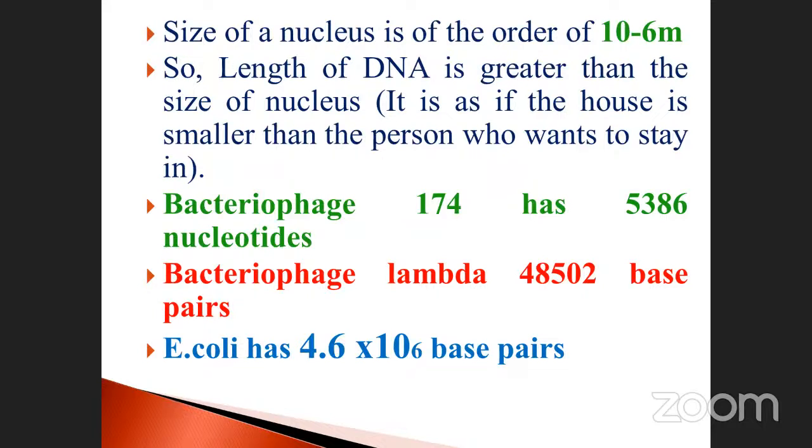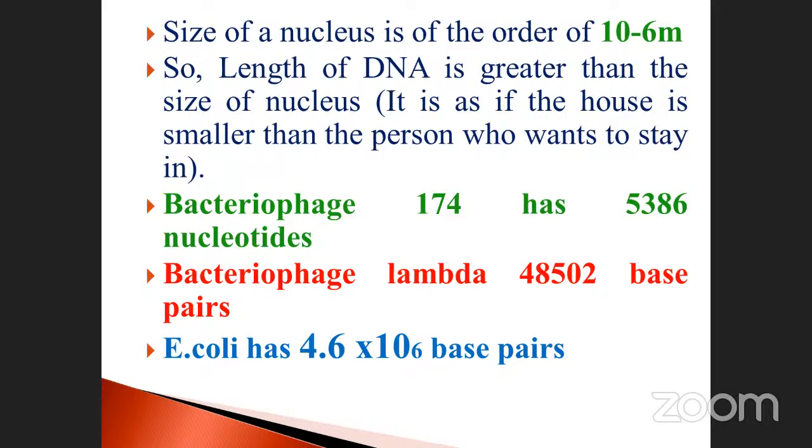Okay, 5 plus 3, 8. So after 5, 6. 5386. And bacteriophage lambda, see here. So this one is 48,502 base pairs. This is also asked sometimes. This is also one type of bacteriophage. This is another type of bacteriophage as well.